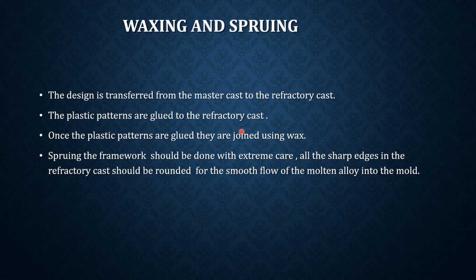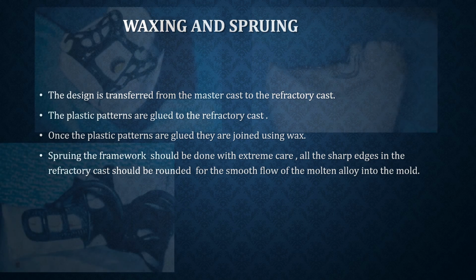So we do have wax patterns of different thickness and colors. You're supposed to place that on the cast and glue it properly so it doesn't move. Once the plastic patterns are glued, they're joined using wax. Then spruing the framework should be done with extreme care. All the sharp edges in the refractory cast should be rounded for the smooth flow of the molten alloy onto the mold.